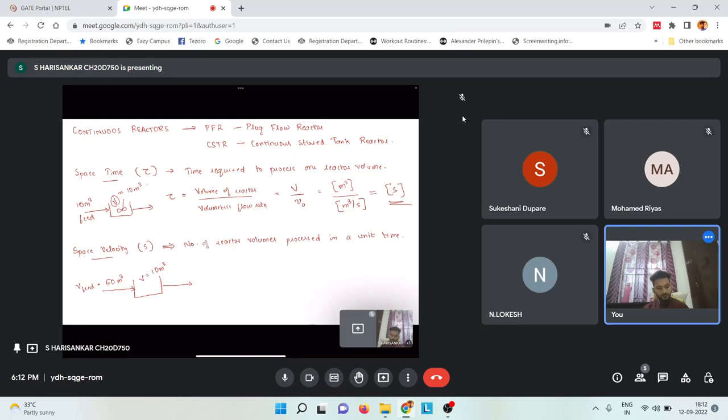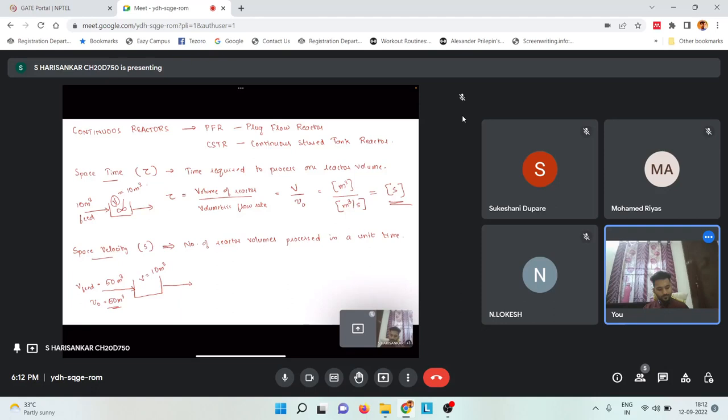Here this volume of feed is basically 5 times the volume of the reactor. So let's say per second this reactor is being fed 50 meter cube. That means 5 times the reactor volume is being processed by this reactor in a unit time. So that is represented as space velocity. Again, space velocity is the number of reactor volumes processed in a unit time.